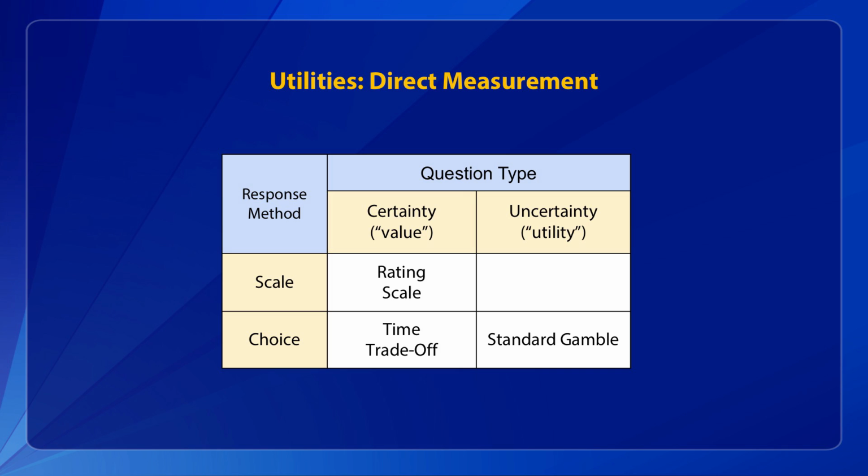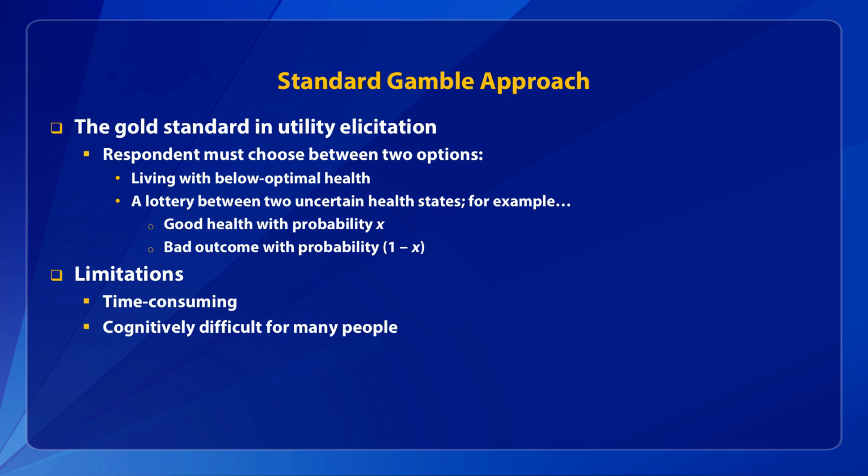Theoretically, to be considered an economic utility, the response method must be a choice and the questioning format must include an uncertainty. Therefore, the only correct way to derive utilities for health states is the standard gamble approach, although other approaches are popular in the literature.